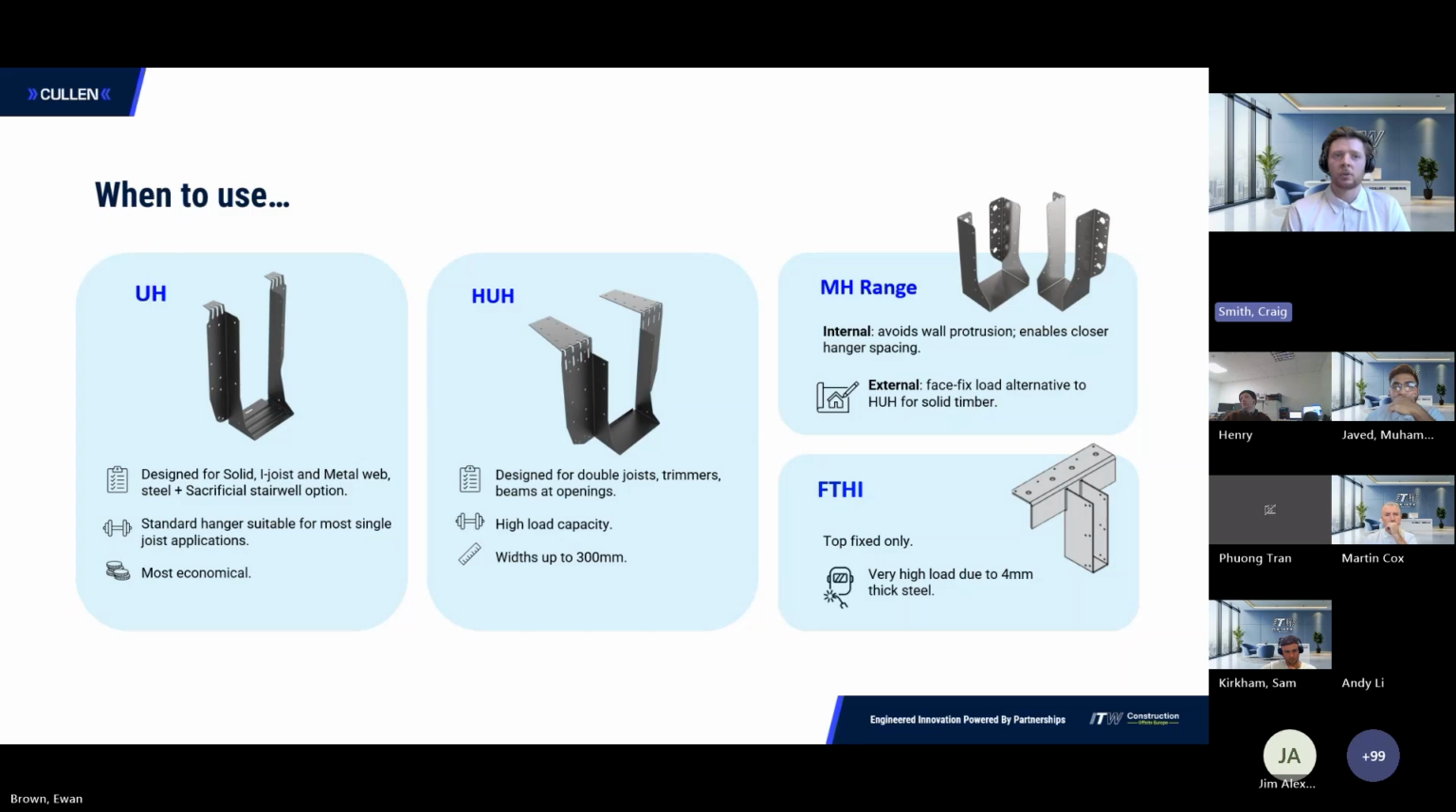The HUH is for larger, stronger joists, which is ideal for double joists, trimmers, and beams at openings. These are higher loads for more substantial beams, essentially. Then we have the MH range, which has internal or external flange options, and these are face fix only. The internal flange helps to avoid clashes, which is useful if you've maybe got close hanger spacing. The external flange gives a similar load to the HUH, and it's designed for solid timber as well.